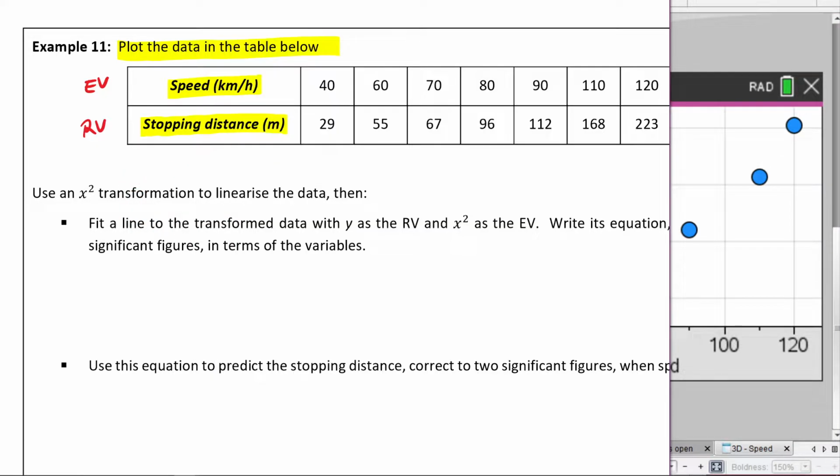Well, we're told here, use the x squared transformation to linearize the data. So x squared, well, remember, your explanatory variable is x and your response variable is y. So when it's saying x squared, it's saying we want to take all the speed and we want to square it. And by doing that, we should transform our data to become more linear.